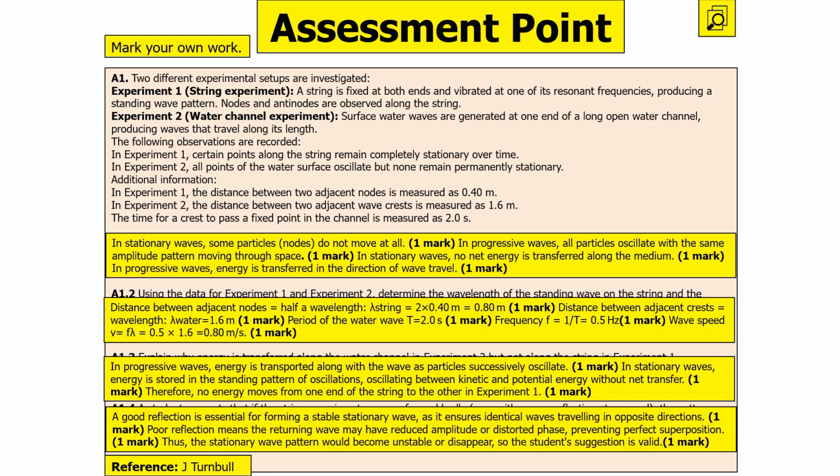Now, a good reflection is essential for forming a stable stationary wave and ensures identical waves travel in opposite directions. A poor reflection means the returning wave may have reduced amplitude or a different phase difference, preventing a perfect superposition. So the stationary wave pattern will become unstable or disappear, so the student is correct.